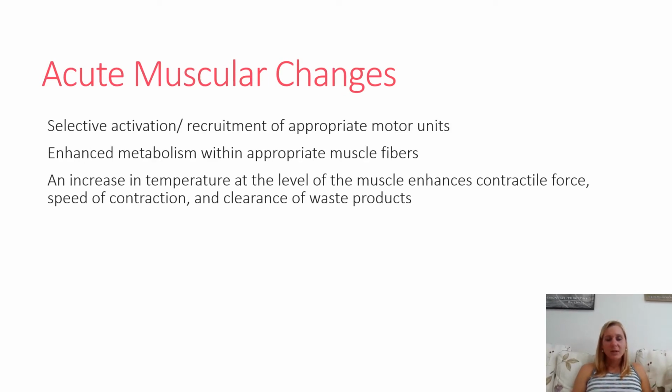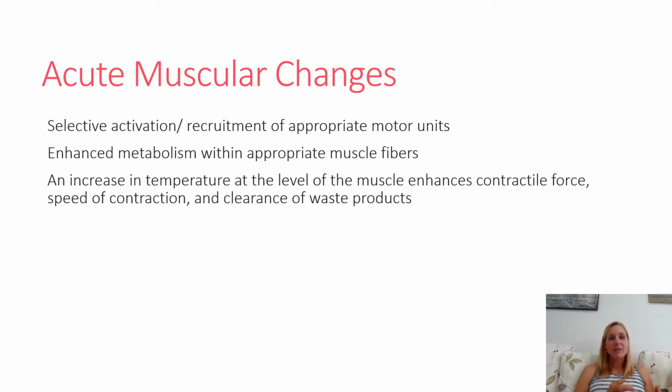As it relates to acute muscular changes, we're going to have selective activation and recruitment of the appropriate motor units. Again, a motor unit involves an alpha motor neuron and all the muscle cells that it innervates, and the appropriate motor units that we want to use when we do aerobic exercise will be type 1 fibers. So those slow twitch fibers, we want to activate those slow twitch motor units. So we'll have selective activation or recruitment of those cells. Okay, so we want to activate those slow twitch fibers.